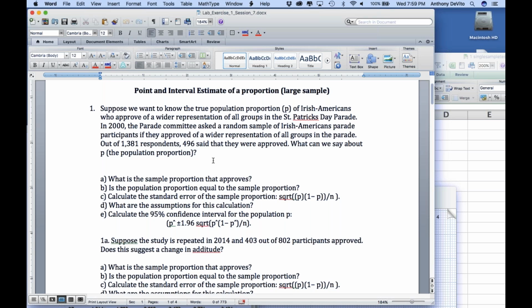Suppose we want to know the true proportion of Irish Americans who approve of a wider representation of groups in the St. Patrick's Day parade. In 2000, the committee asked a random sample of Irish Americans if they approved of wider representation of all groups in the parade. Out of 1,381 respondents, 496 said that they approved. Well, what can we say about that proportion?